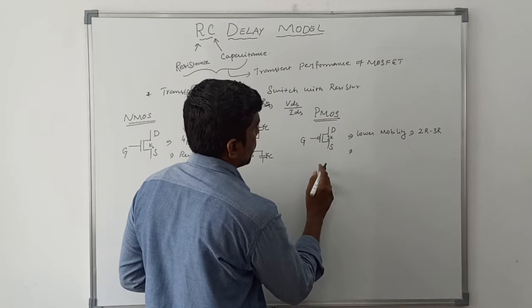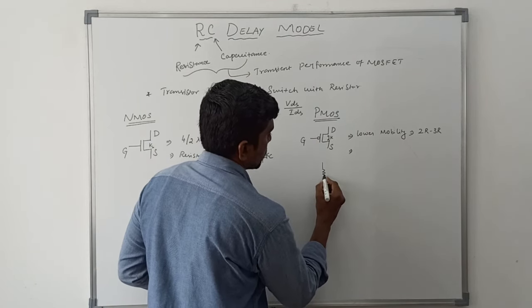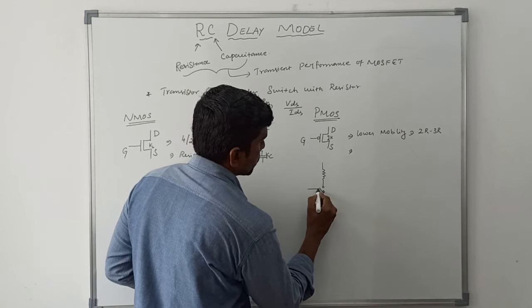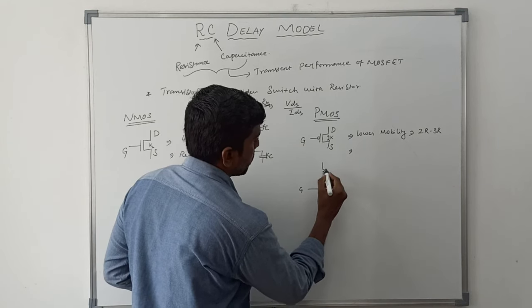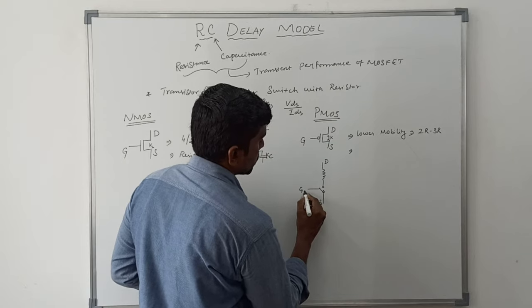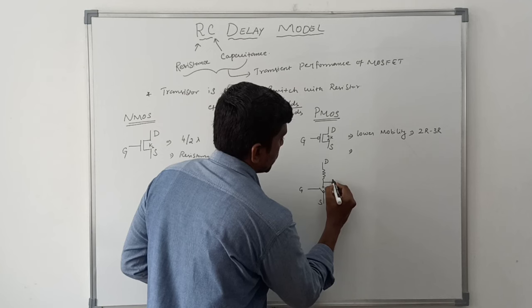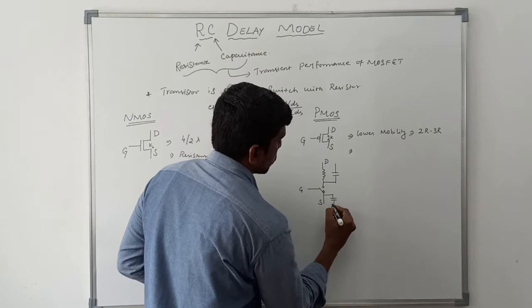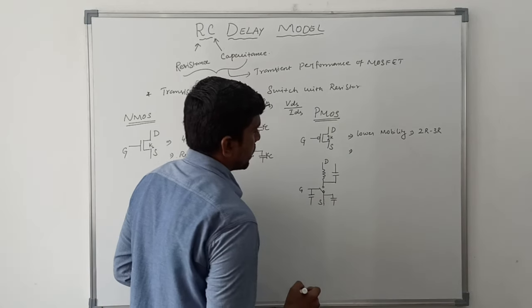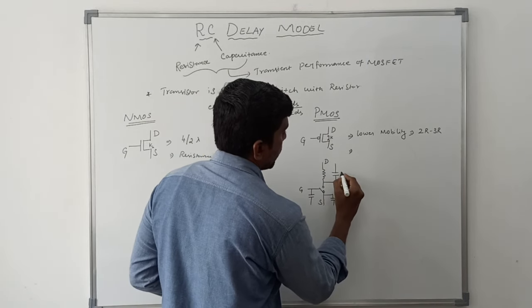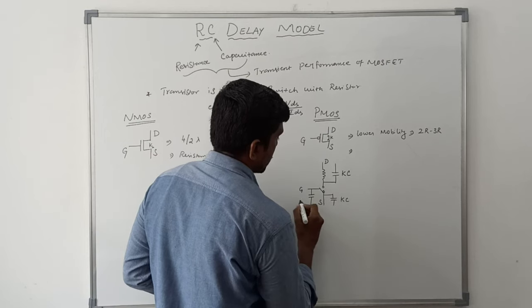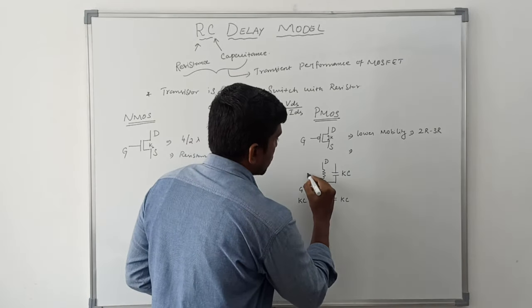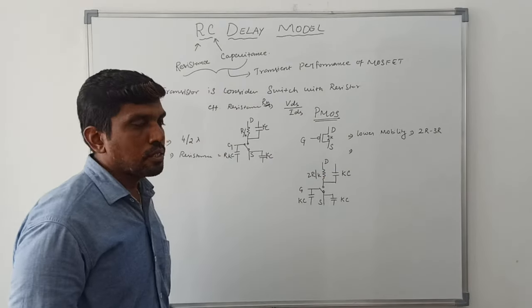Then I draw the structure of the RC delay model for PMOS. This resistance, and the PMOS transistor acts as a switch. The gate terminal is taken from here, the switch closing point. This one is called the drain and source, and this one is the gate terminal. Diffusion capacitance forms at the drain and source terminals. This is the drain capacitance, this one is the source capacitance, and this one is the gate capacitance. The width of the transistor is K, so the capacitance values are KC and KC. The resistance value in the PMOS transistor is twice, so 2R by K.